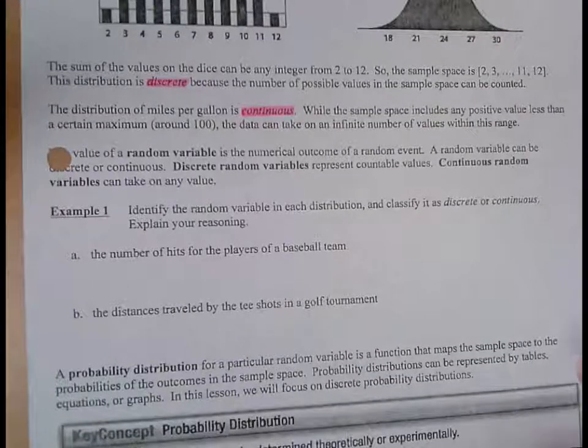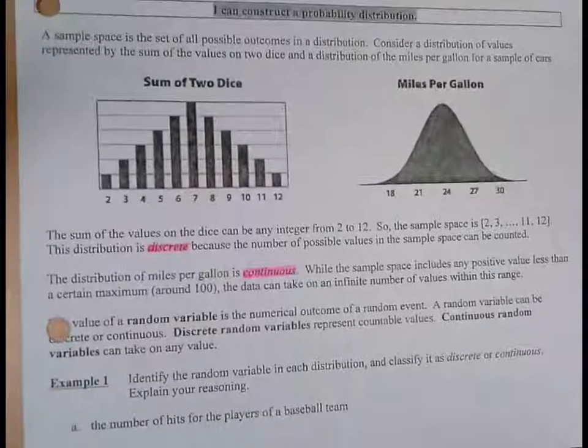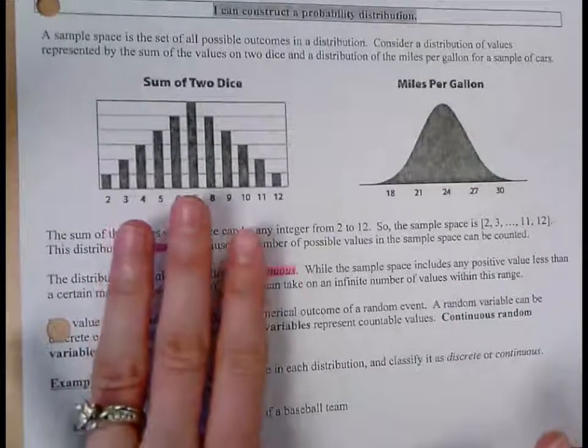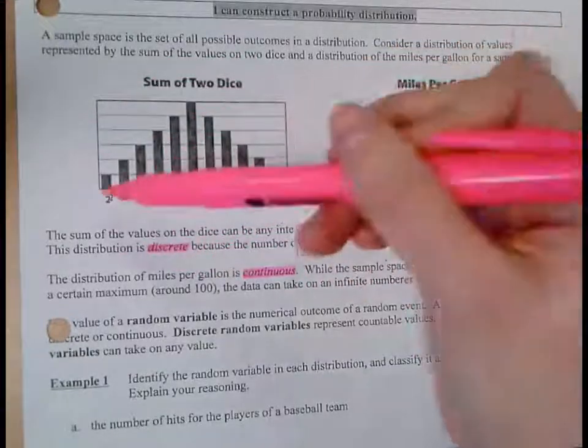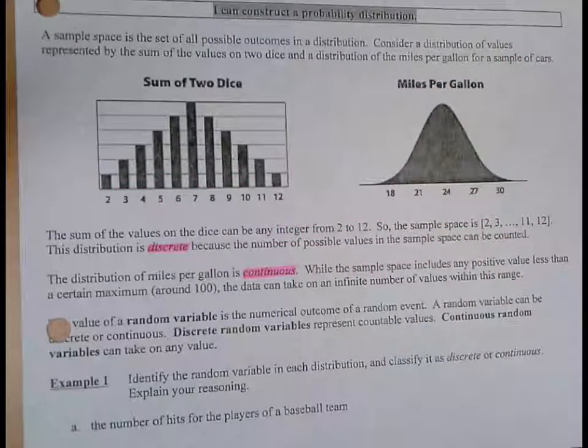Kind of the difference between discrete and continuous, I'll put it in terms of this. Sums of two dice, you'd be dealing with whole numbers. You can't roll a sum, for example, of 7.5 or 10 and 1/3. But with miles per gallon, you could have 25.5 miles per gallon. You could have 18.9 miles per gallon. So there's infinitely many values here, whereas here you're limited to specific values.